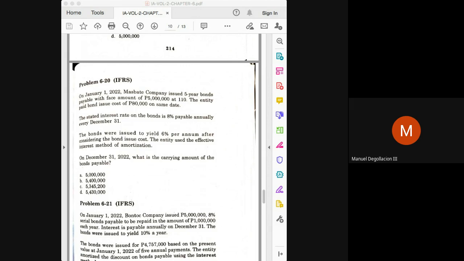If you are asked how much is the interest expense, the answer here would be 325,200. What's the next step? Solve for the amortization of the discount or the premium. How do you get the amortization of the premium or the discount?